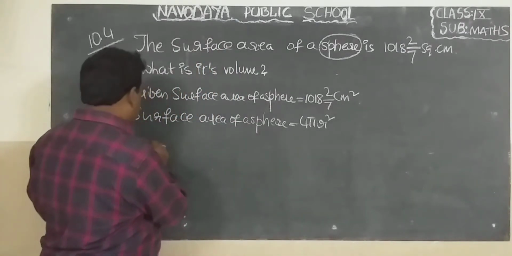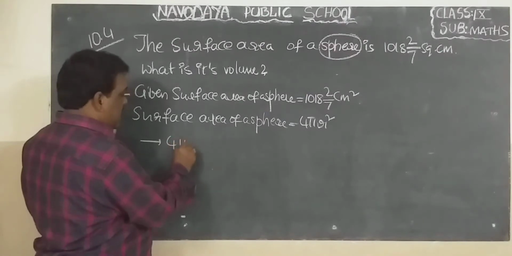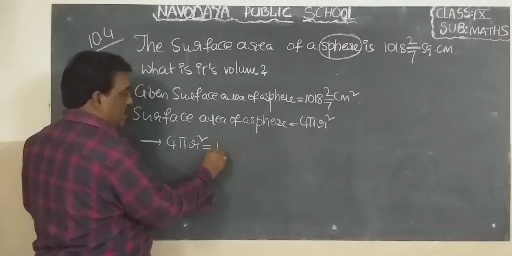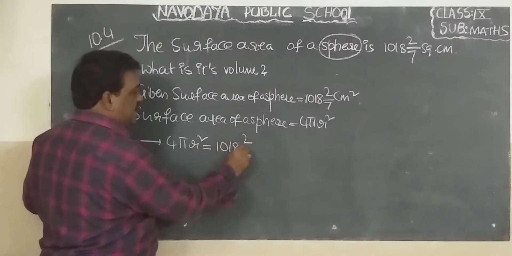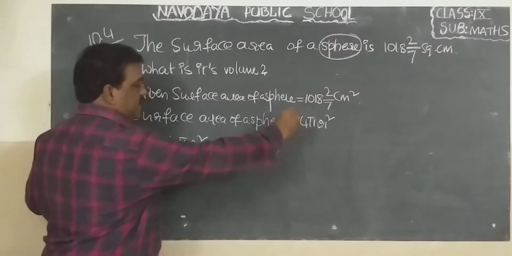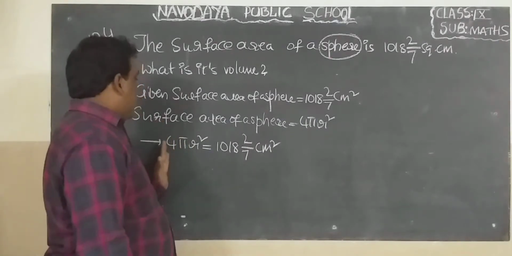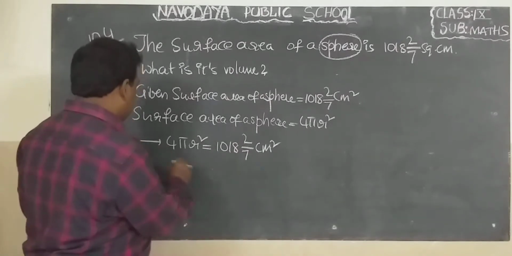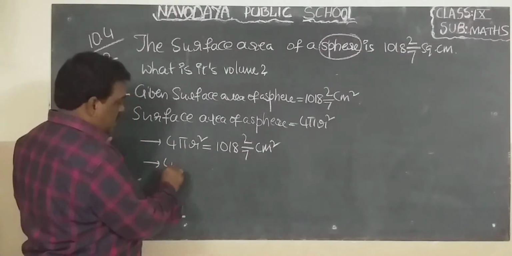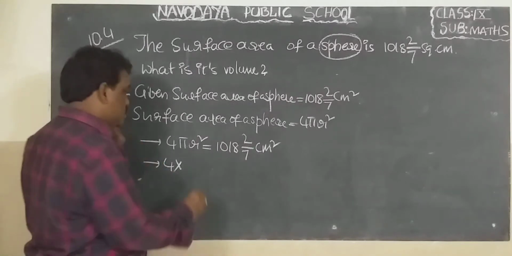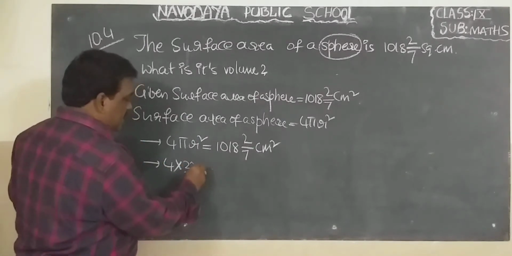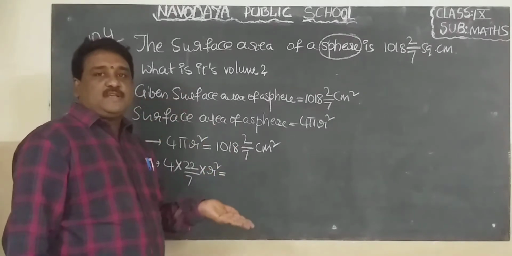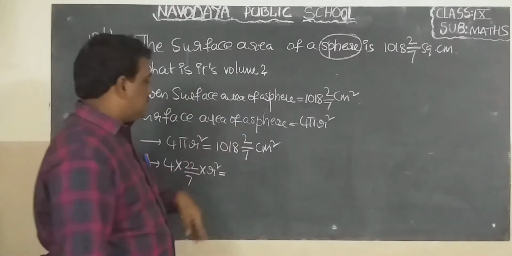So let us equate both. 4 pi r square equal to 1018 2 by 7 centimeter square. Then 4 into pi value 22 by 7 into r square. Convert the mixed fraction into an improper fraction.